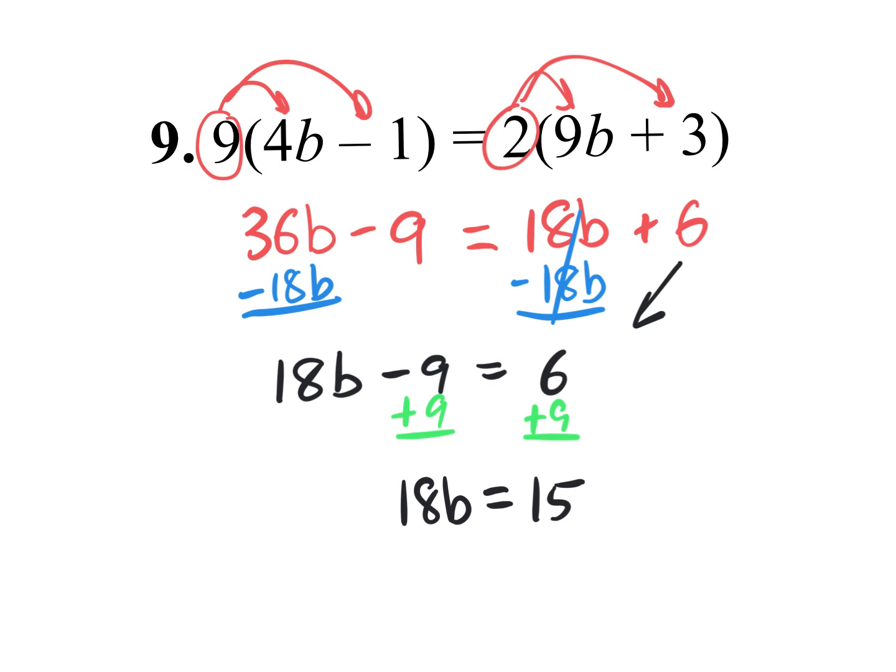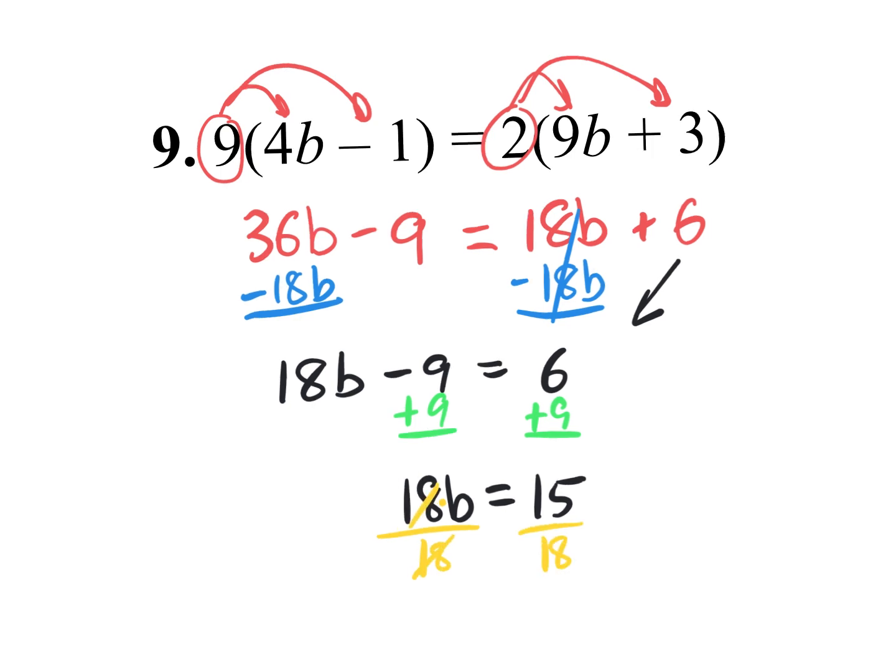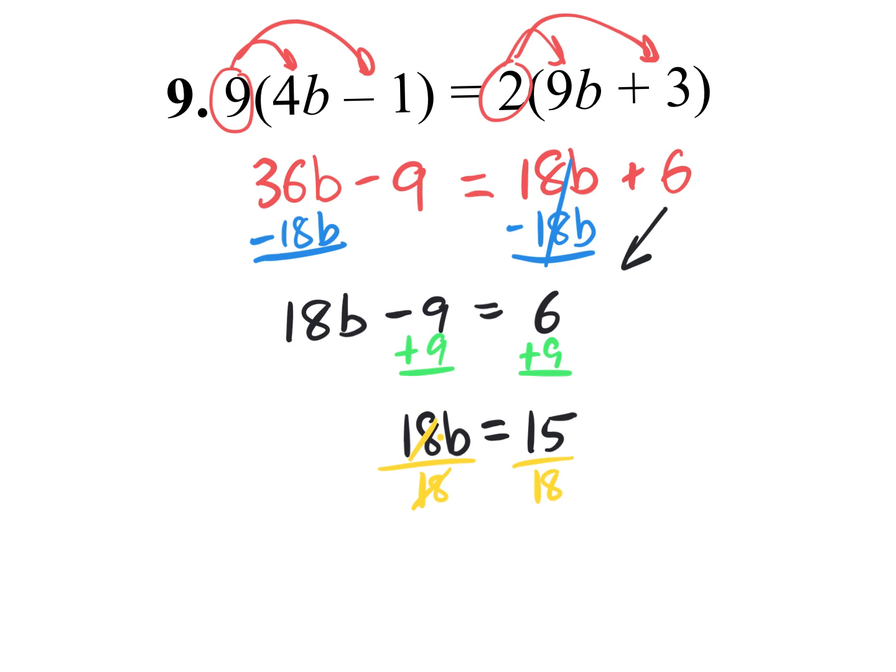What does this really mean, 18b? That really means 18 times b. So the way to get rid of the multiplication of 18 is to do the inverse of multiplying, which is dividing by 18. That'll cancel it out, and what you do to one side, do to the other. And since you can't really divide 15 by 18, that is your answer. b equals 15 over 18. However, you could reduce 15 and 18 both by 3. So if you reduce both by 3, you're going to end up with a 5 on top and a 6 on the bottom. Therefore, the answer is 5/6.